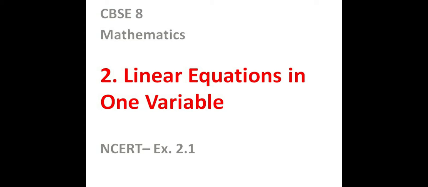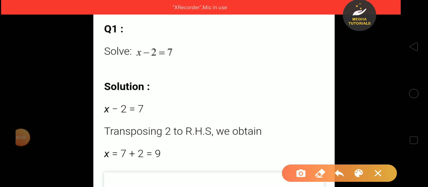CBSE Class 8 Mathematics Chapter 2, Linear Equations in One Variable, Exercise 2.1. Solving the given equation means finding the value of the variable. So the first question is x minus 2 is equal to 7. Okay, so this is the solution.